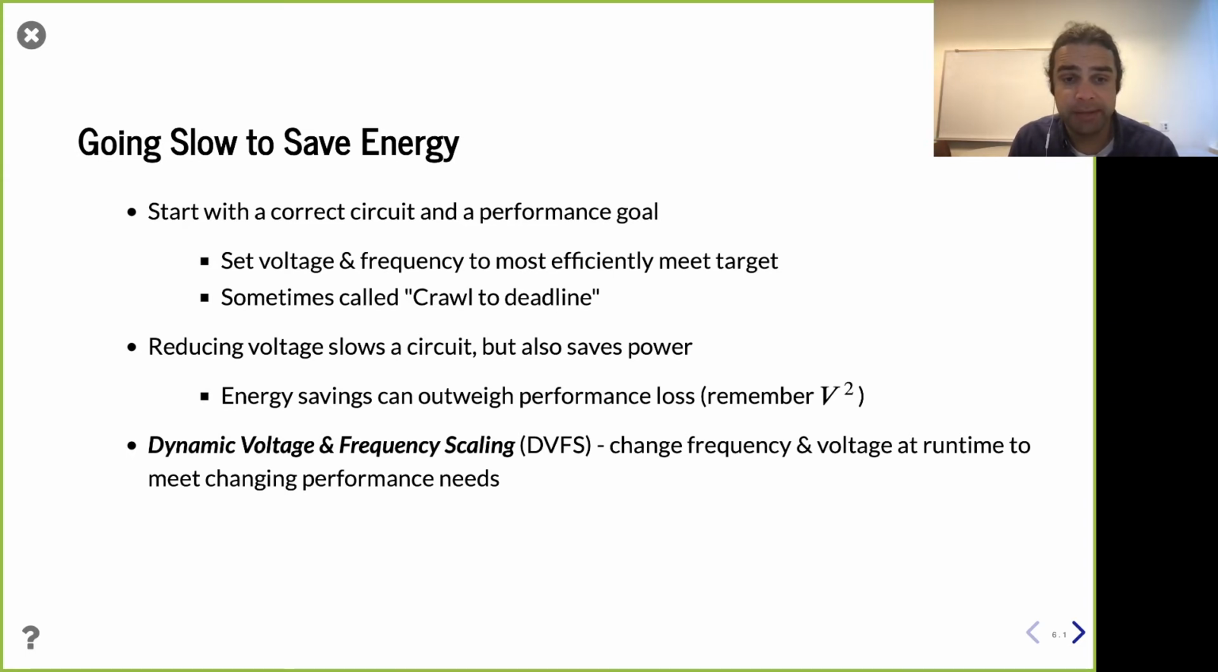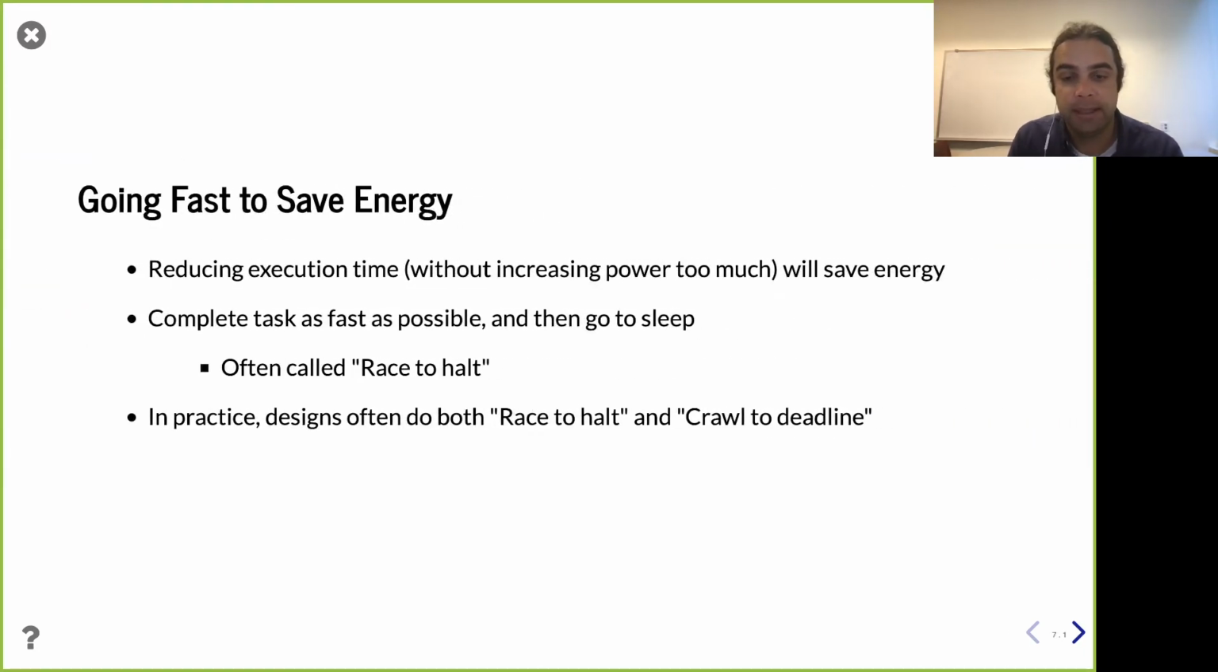So one approach is crawl the deadline. You say, I know what performance target I have to reach. Set the frequency to meet that performance target, and then turn the voltage down to just barely meet that deadline. The alternative, rather than crawling the deadline, is something called race to halt. So it's two different modes here. So what's race to halt?